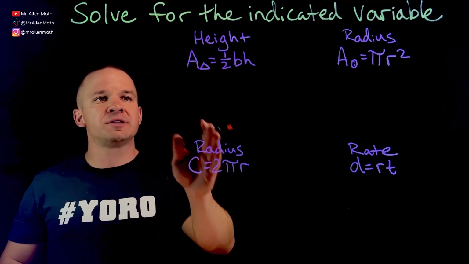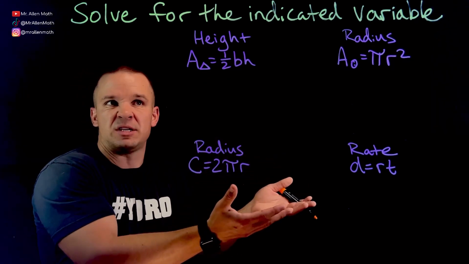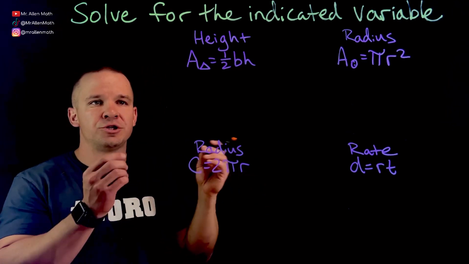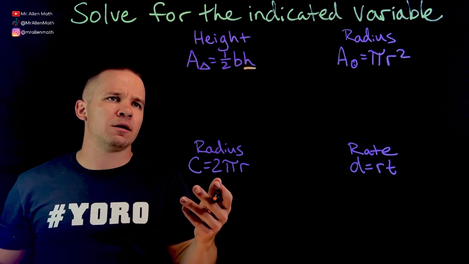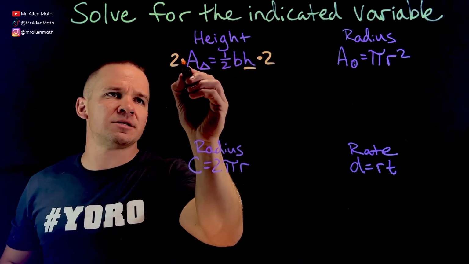Right now, this is the area of a triangle formula. I want to solve it for the height, so that if I had some numbers, I could just get the height. We have to get the height by itself. How am I going to do that? Well, how about I multiply by 2 on both sides to start?